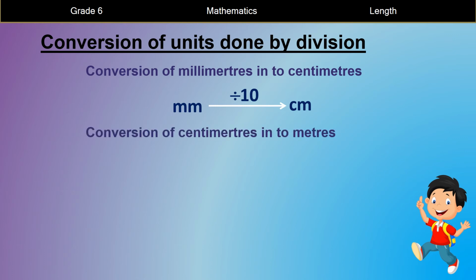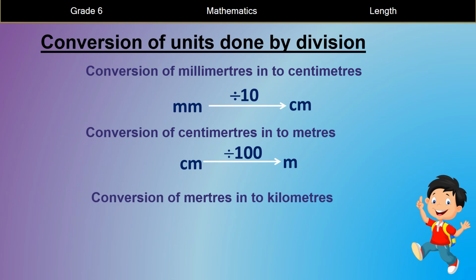Then conversion of centimeters into meters. We have to divide a length given in centimeters by 100 to convert it into meters.